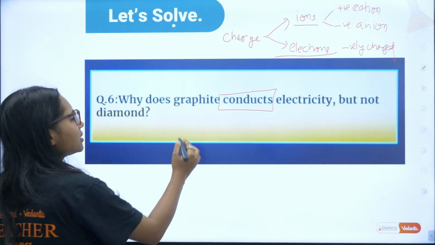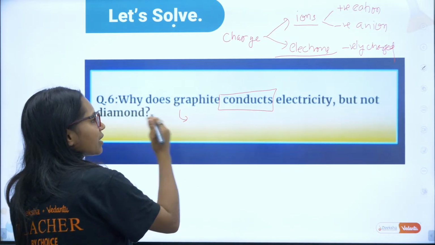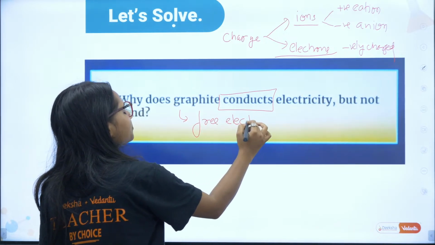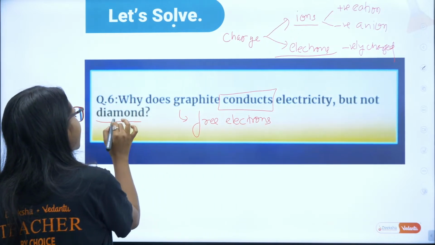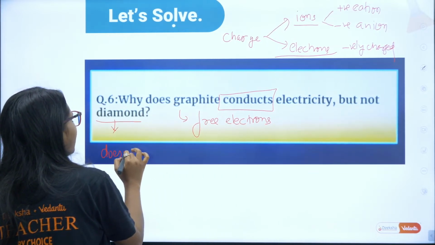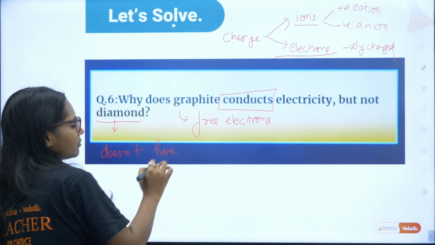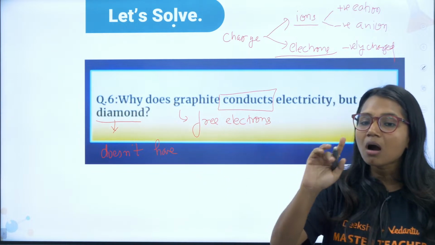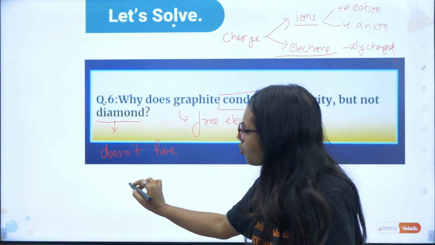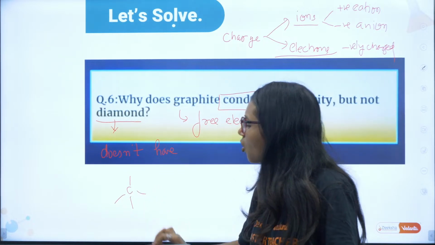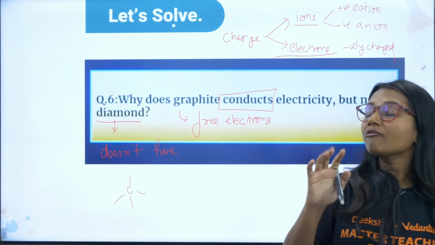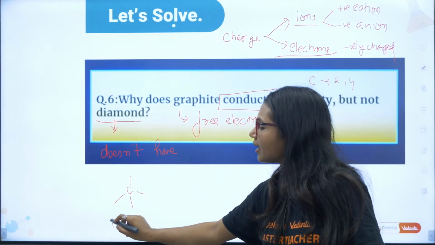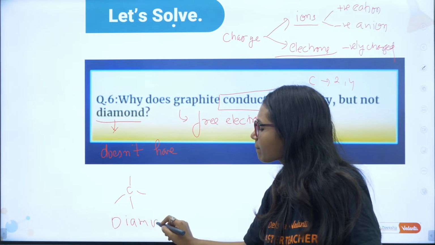Why does graphite conduct electricity? One simple answer: graphite has free electrons, which diamond doesn't have. Diamond doesn't have free electrons. In the beginning, Amrut told me that diamond forms 4 bonds, correct? So all the 4 valence electrons of carbon are used in the bonding in case of diamond, correct?